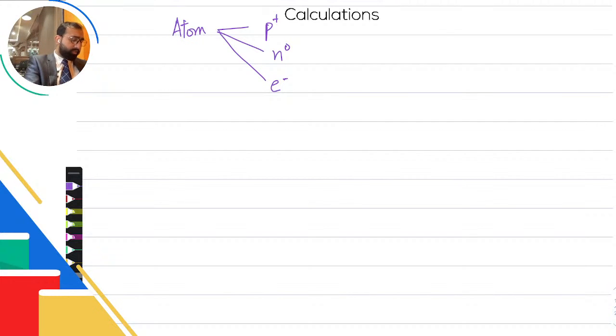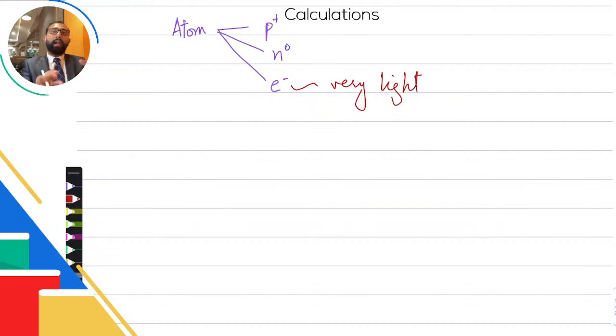Now the thing with electrons is that they are very light. All right, so they're very light, and because of that, that simply means that their mass doesn't really count. Their mass is negligible. In fact, if you added around 1800 to 1900 different electrons into one atom, only then will you have a difference of one, just one, in the mass of the atom. So basically the mass of electron doesn't really count.